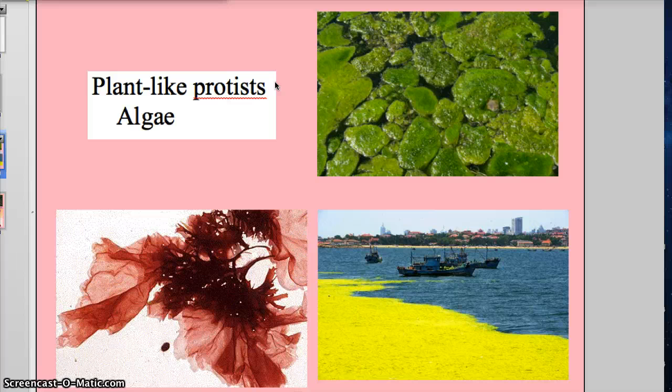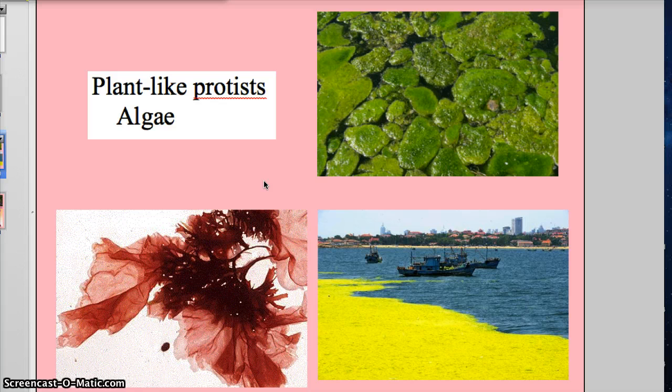They make their own food, and they're called algae. You probably have heard of algae. You've probably seen algae on some nearby pond. An algae is a plant-like protist. It makes its own food. They do end up making a significant amount of oxygen, because they do kind of function like a plant as far as the photosynthesis process.